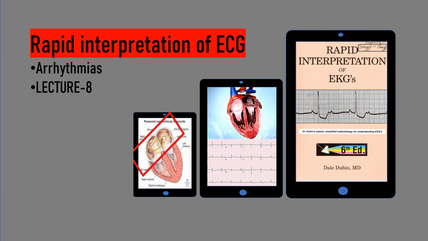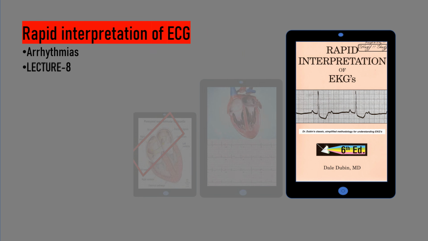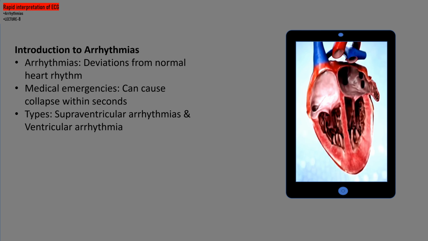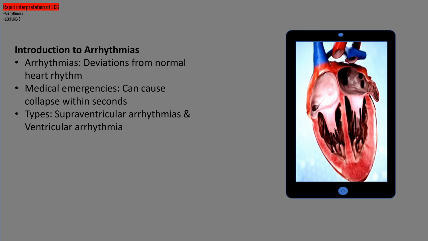Now that you understand ECG basics, let's explore how to identify arrhythmias on an ECG strip and their respective treatments. Arrhythmias are deviations from the normal heart rhythm. They are true medical emergencies, as many of them allow only a few seconds before a patient collapses. Let's go through each one, how to recognize it on an ECG, and its treatment.